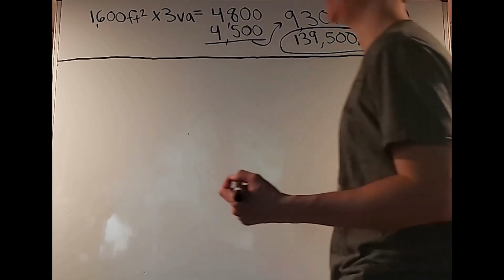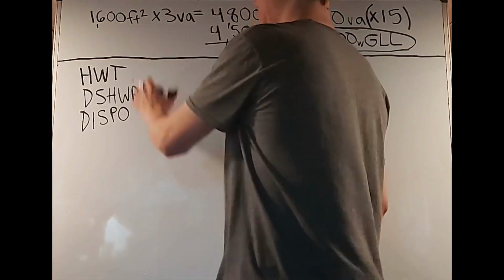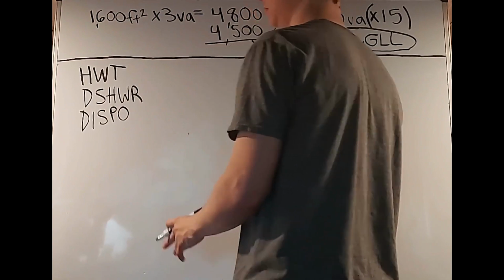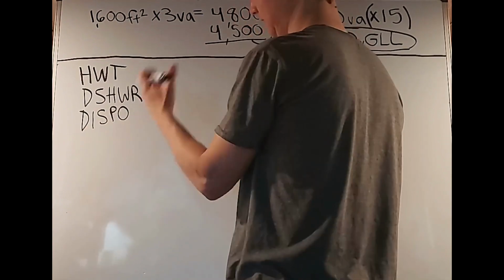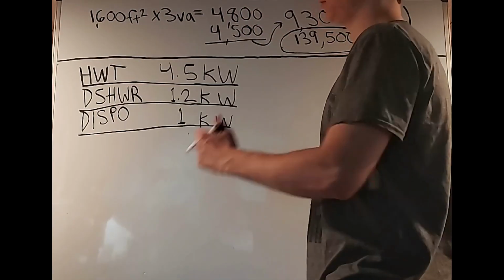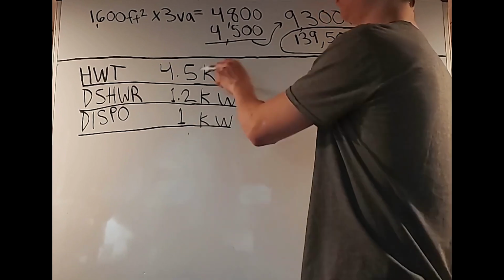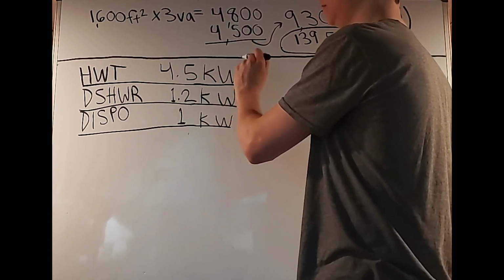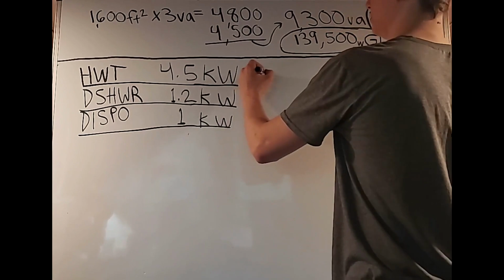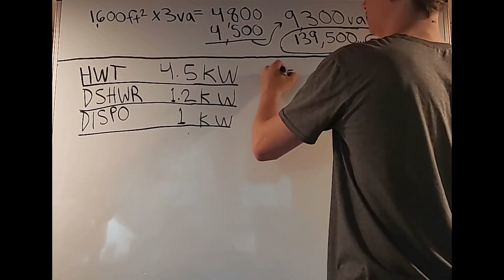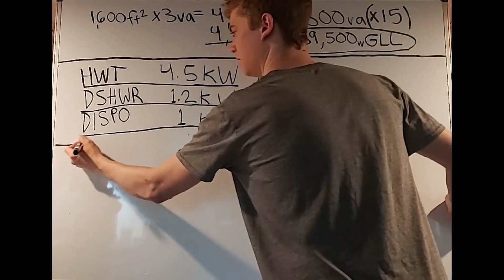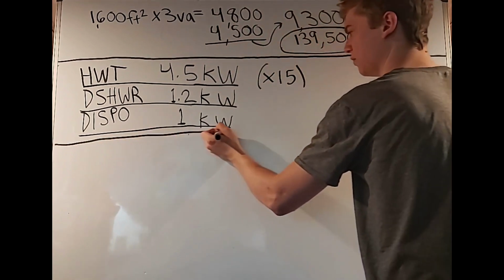Okay, so I'm going to get onto the appliance section next. And I had a hot water tank, dishwasher, and disposal. Pay attention to how I abbreviated it. Makes it a lot easier to write. And their ratings each in kilowatts are 4.5, 1.2, and 1. For now, I'm just going to write the note that we need to multiply by the amount of units we have, which is 15 units. And I'm going to draw my line for the next section.